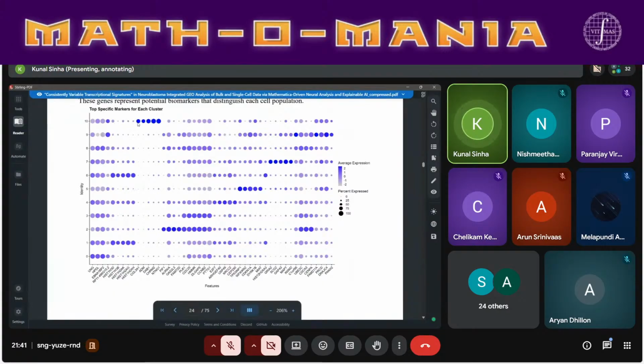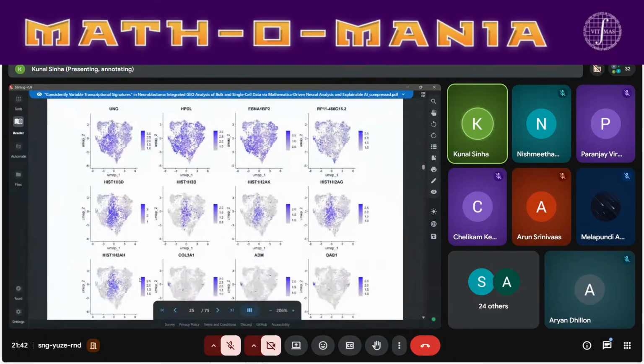Suppose you have the genes ADM and DAB1. Now you have been given these two genes, and you're asked what kind of a cell it is. It's cell type 10, because it's not exhibited in any other cell type. So it is cell type 10 that has this particular gene as its marker. That is what we get from this.